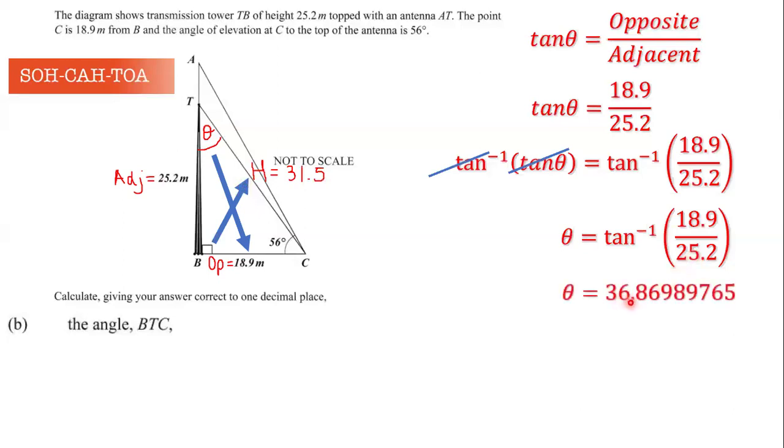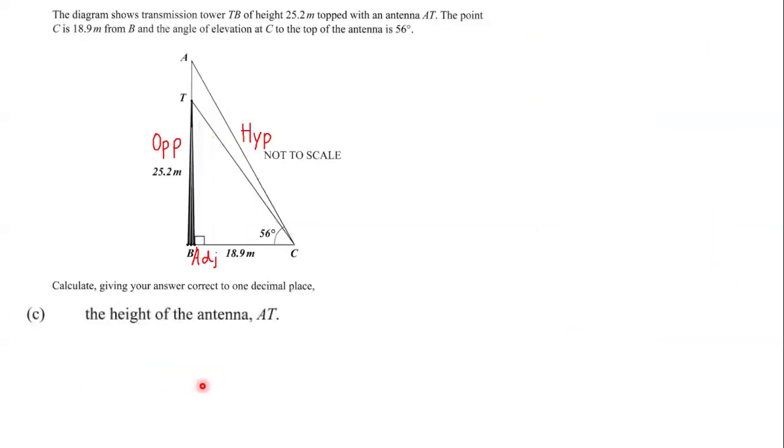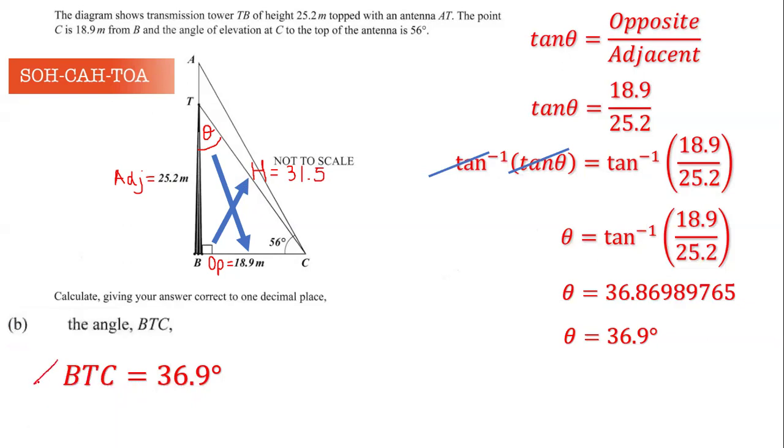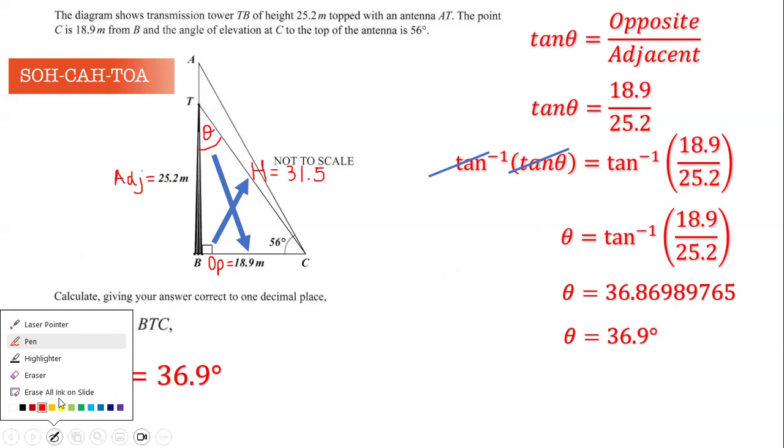What is tan inverse of 18.9 divided by 25.2? Well, the answer is 36.86989765. But they want our answer correct to one decimal place. So we're looking at this 6, and once it's 5 or greater, that means that we can add 1 to 8. So we have 8 plus 1, which is 9. And so theta is equal to 36.9. And so the angle BTC, really angle T, is equal to 36.9. That's the angle right there. Let's put the symbol: the angle BTC is equal to 36.9.